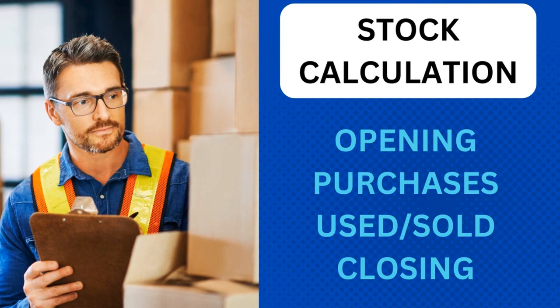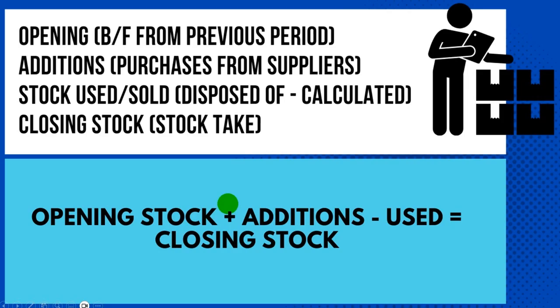So when you do your stock calculation, you're going to have this on your Excel file or wherever you're making your calculations. You're going to have an opening stock figure, a purchases or additions figure, a stock used or sold figure, and then a closing stock figure. And it's that closing stock figure which is going to show on the balance sheet. So how do we do this stock calculation? Well, I'll go through it very briefly in this video.